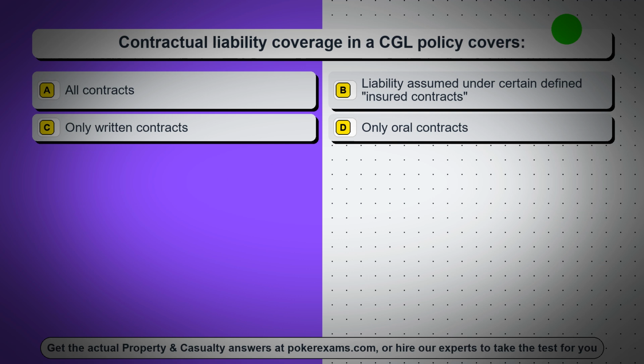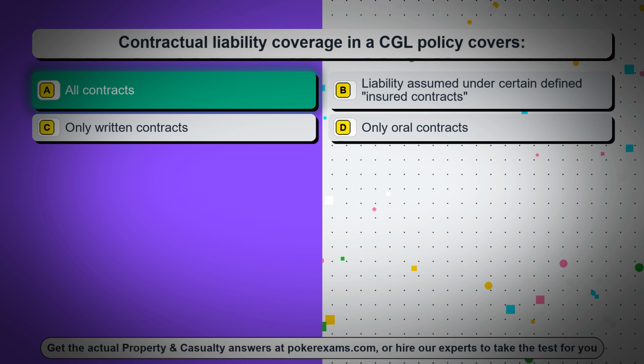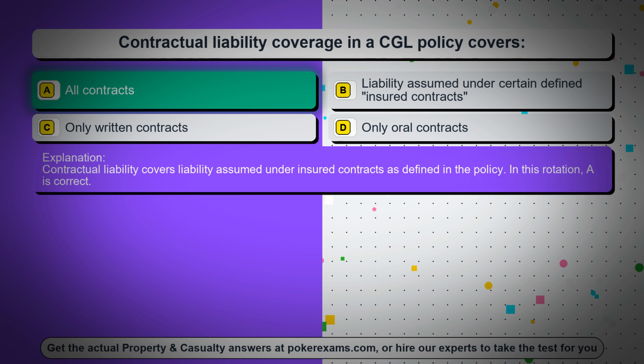Question 10. Contractual liability coverage in a CGL policy covers, option A, all contracts. Option B, liability assumed under certain defined insured contracts. Option C, only written contracts. Option D, only oral contracts. The correct answer is option A, all contracts. Contractual liability covers liability assumed under insured contracts as defined in the policy. In this rotation, A is correct.